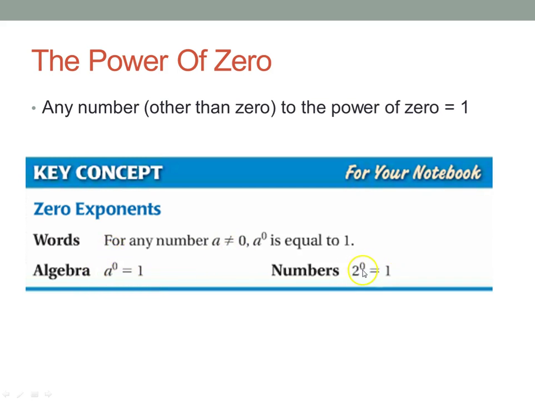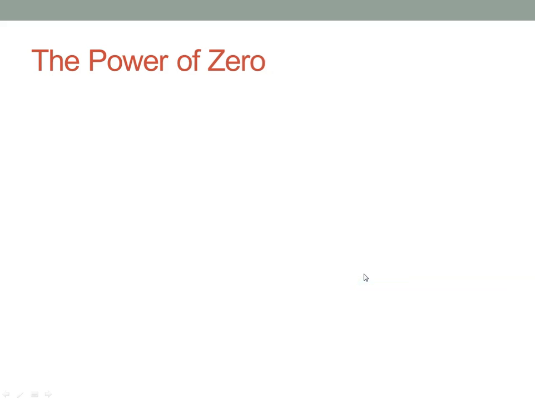So 2 to the 0, that equals 1. Let's do some examples. 3 to the 0, what do you think that equals? That equals 1. 100 to the power of 0, that equals 1. Do you see the pattern going on here? X to the power of 0, so any number other than 0, so I'm going to say x does not equal 0 here, to the power of 0, equals 1.